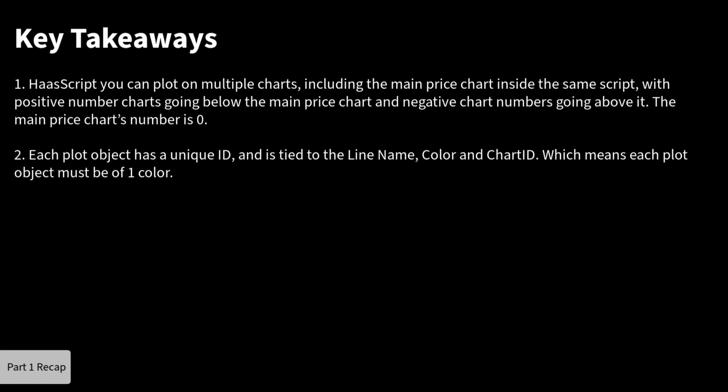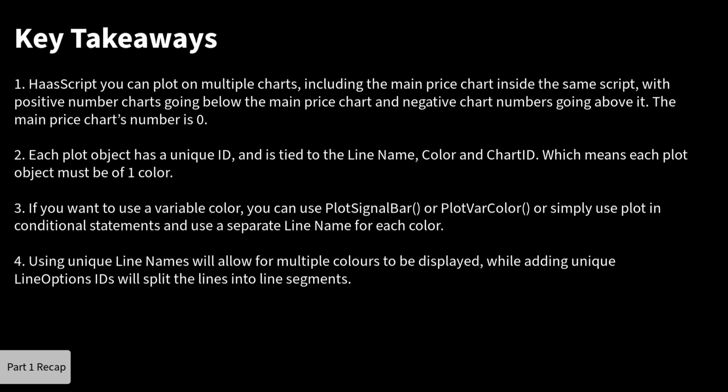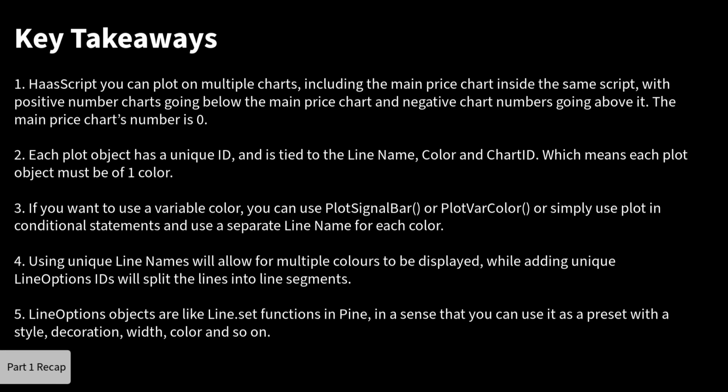2. Each plot object has a unique ID and is tied to the line name, color and chart ID, which means each plot object must be of the same color. 3. If you want to use a variable color, you can use PlotSignalBar or PlotVarColor. 4. Using unique line names will allow for multiple colors to be displayed, while adding unique line option IDs will split the lines into line segments. 5. Line options objects are like line set functions in Pine, in the sense that you can use it as a preset with a style, decoration, width, color, and so on.